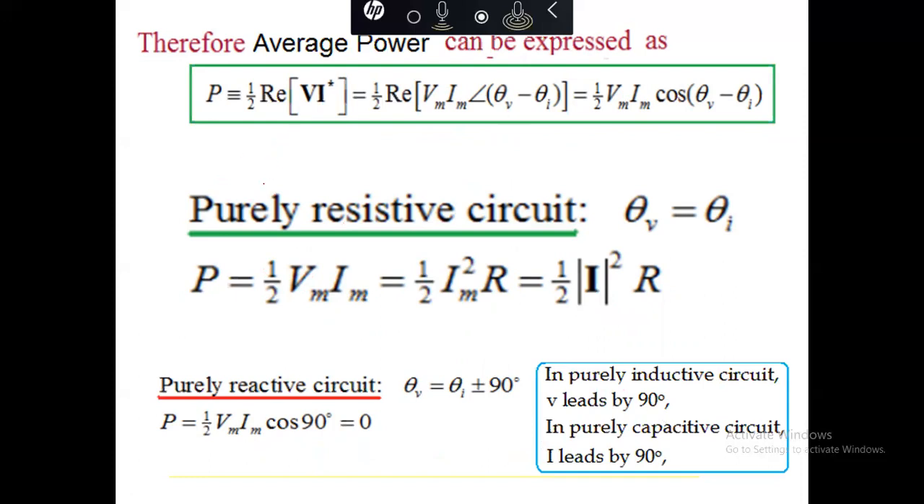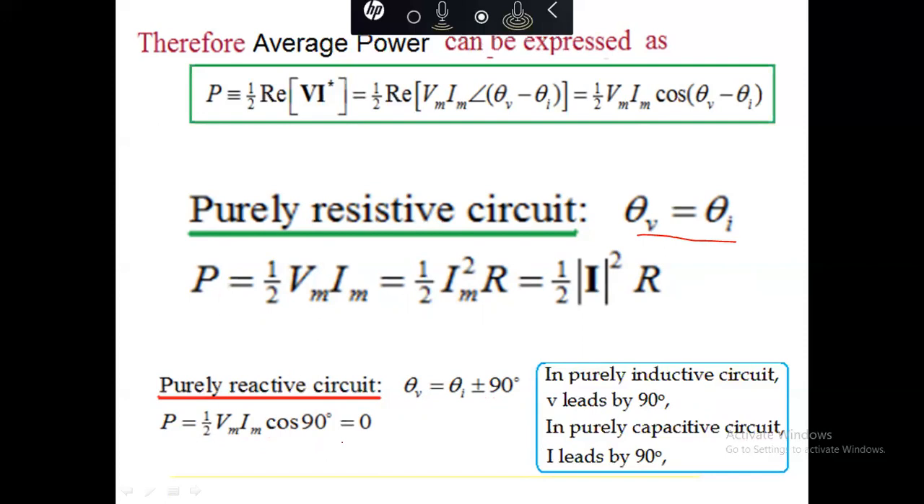Now if the circuit is purely resistive, then theta V is equal to theta I. So what will happen is that 1 by 2 Vm Im is equal to 1 by 2 Im square R, or that is equal to 1 by 2 I square R. But in case of inductive and capacitive components, theta V either leads current by 90 degrees or lags current by 90 degrees. So if we have a purely inductive circuit and a purely capacitive circuit, in this case we have this equation.